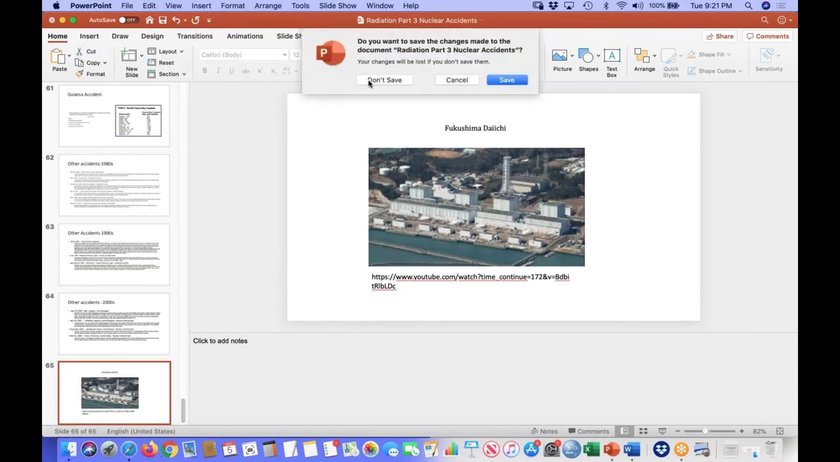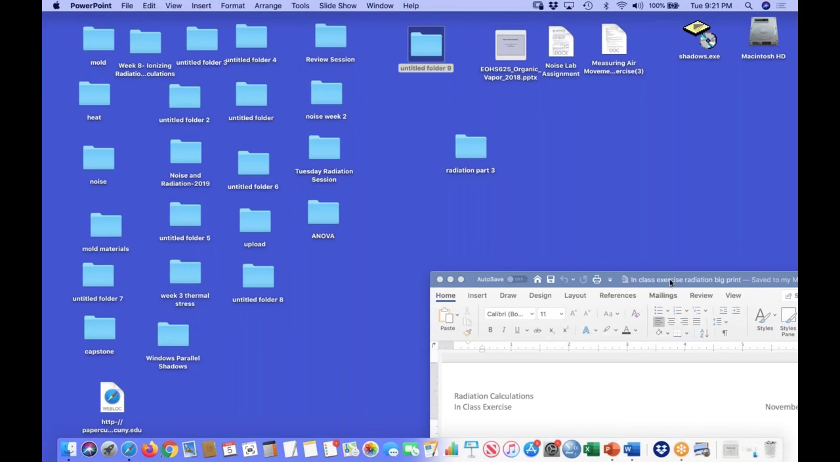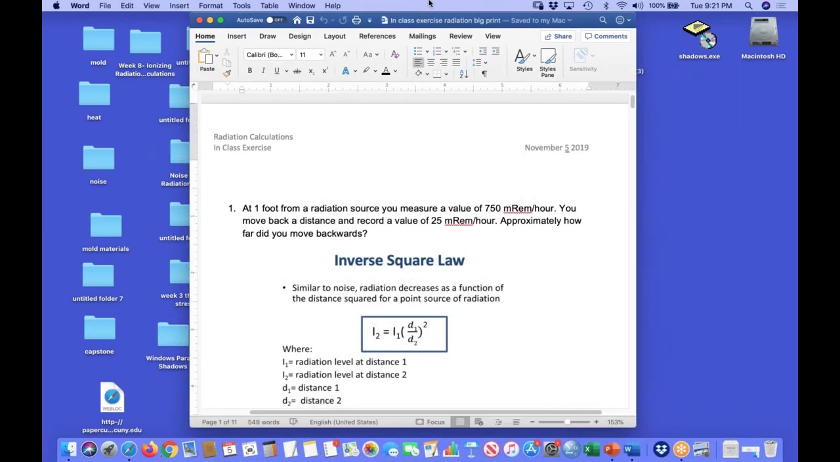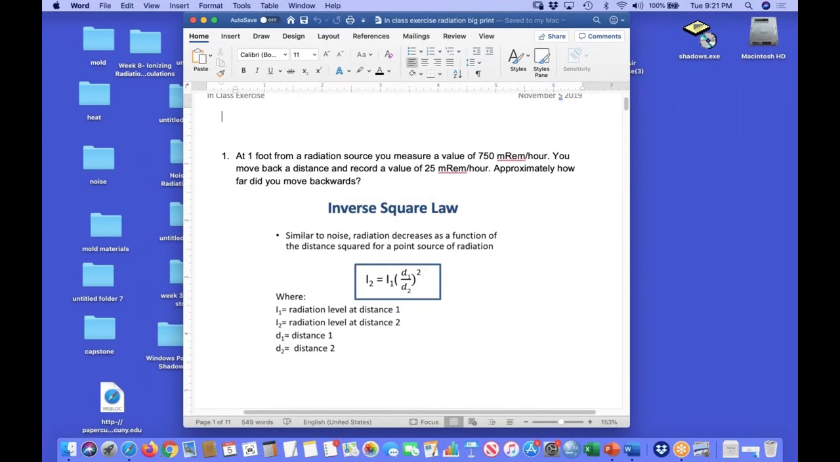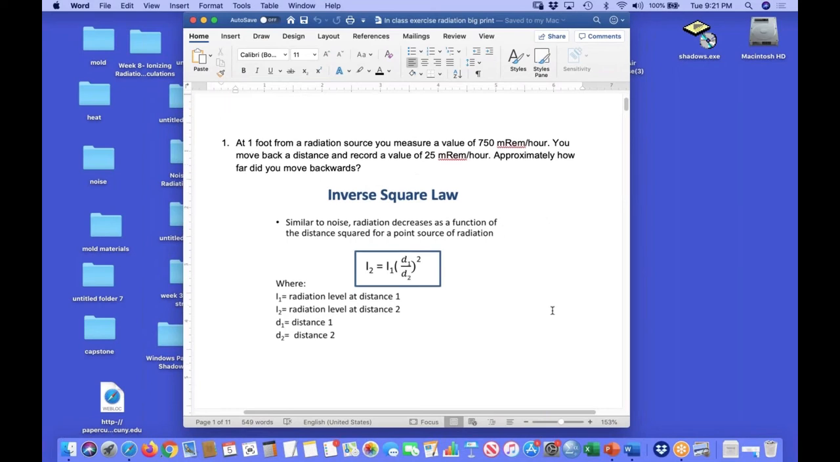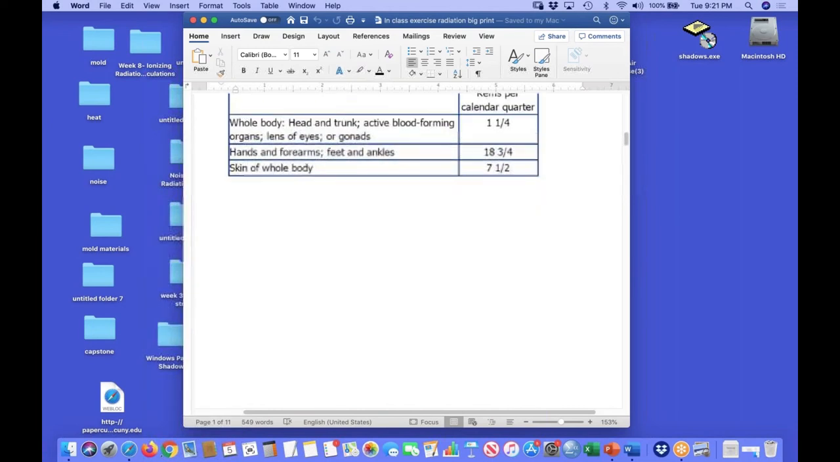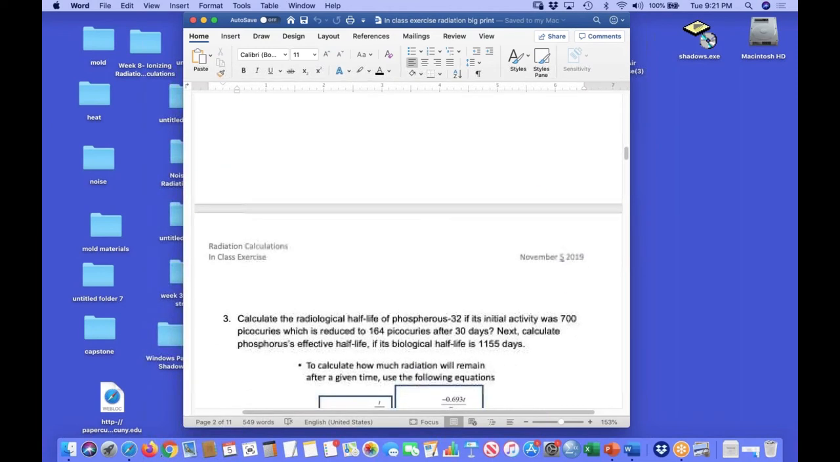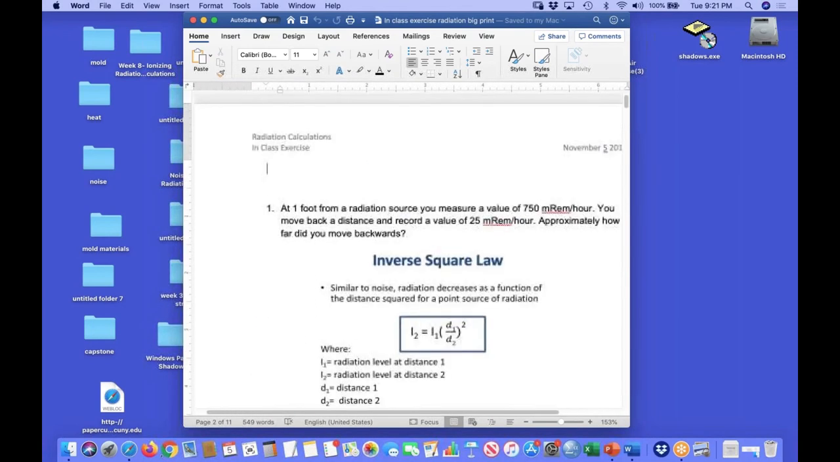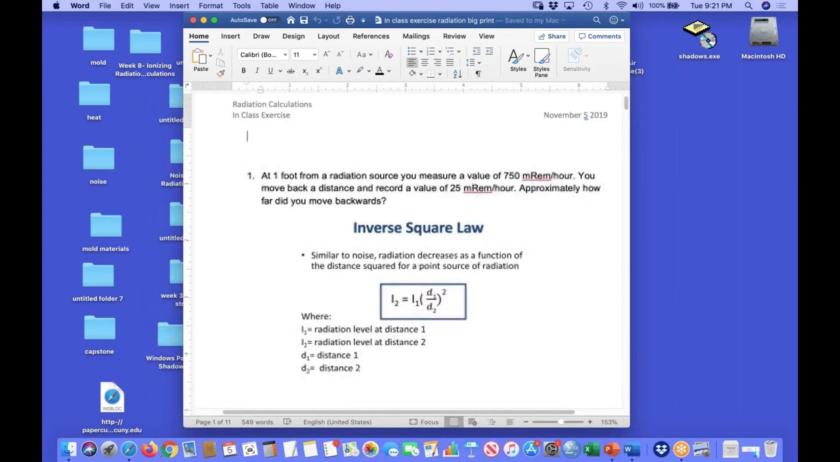Okay. Let's move on to the exercises. What I have here, and I will put this up later so you can have it as well, is that I've added the relevant formula to each of the questions. So let's take a look at the first one.